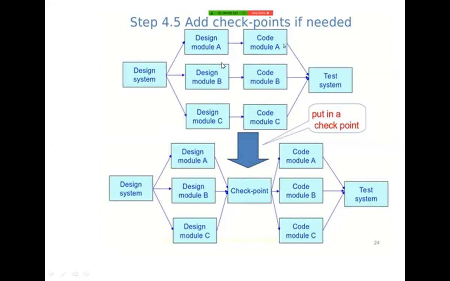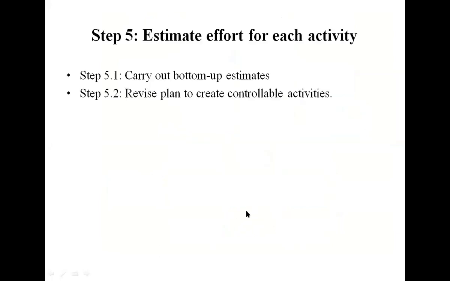Design system includes design A, design B, design C. So we cannot complete any activity. That's why we cannot insert the checkpoint here. So after completion of design module A, then go to the code of module A. Here we insert the checkpoint. So the use of a checkpoint is to shift from one activity to another activity. Okay, understand? So here, carry out bottom up estimates.